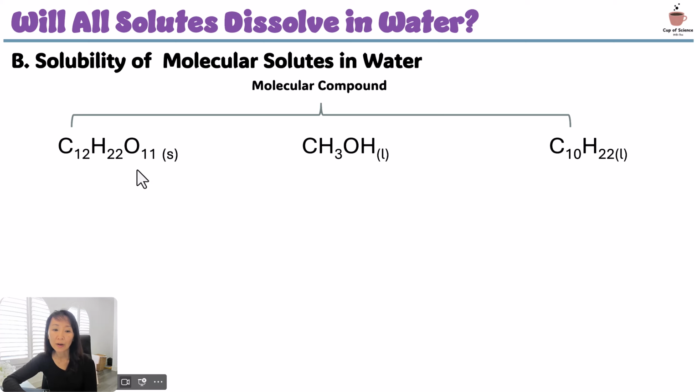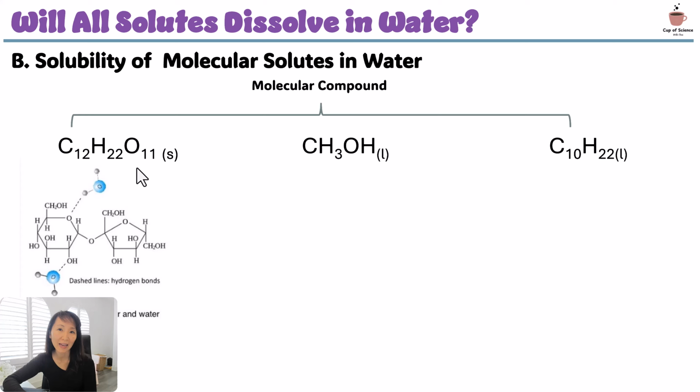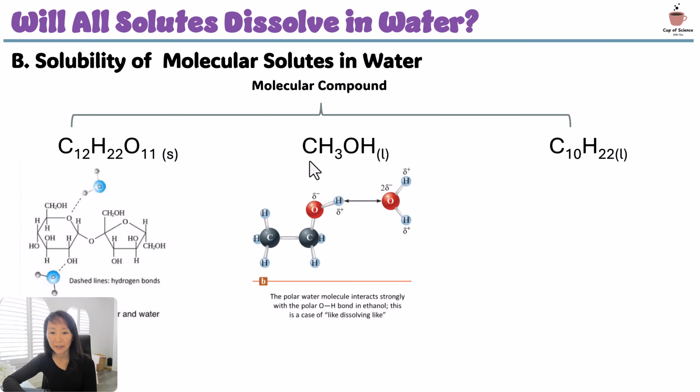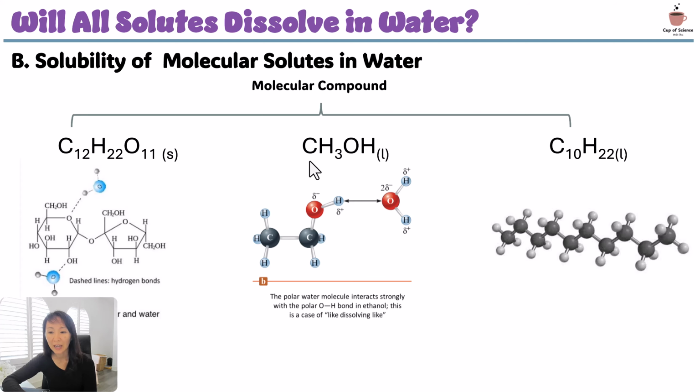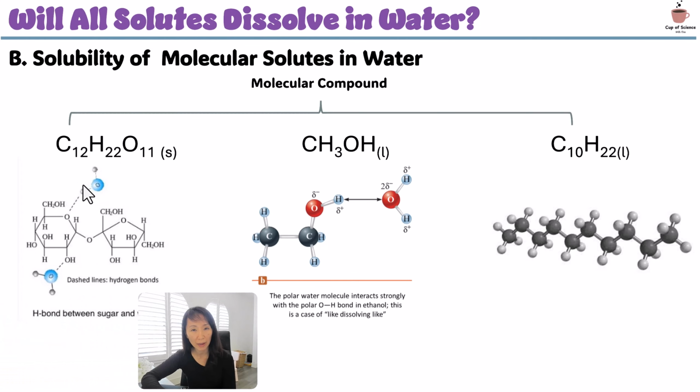This C12H22O11, pretty handful, also known as sucrose, probably you know it as table sugar. And we have ethanol here, that looks like this. And we have decane here. Anything that has carbon, hydrogen, and oxygen most likely is going to be a polar compound.